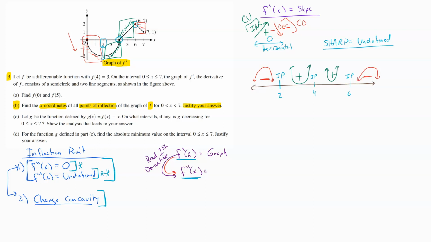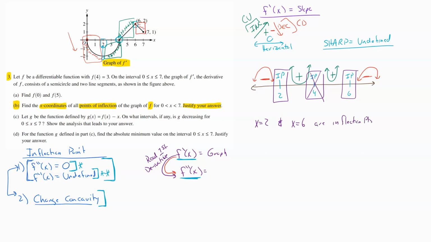Which one of these has a change in concavity? We can see that at x equals 2, it changes concavity. It goes from concave down to concave up. At 4, it does not change concavity. It stays concave up to concave up, so that is actually not an inflection point. At x equals 6, it changes from concave up to concave down, so that is an inflection point. In this situation, we would say x equals 2 and x equals 6 are inflection points.